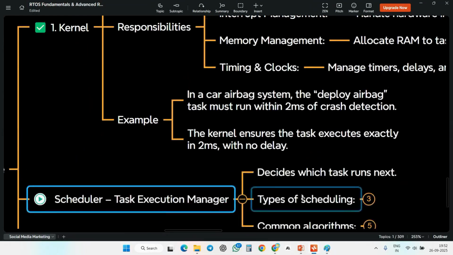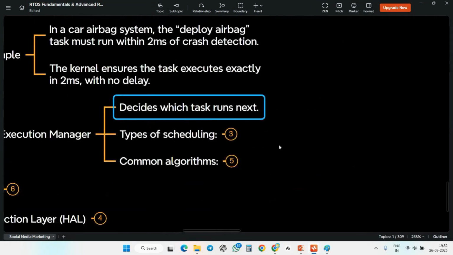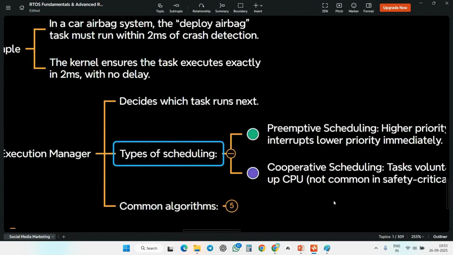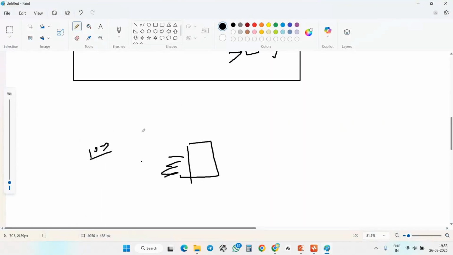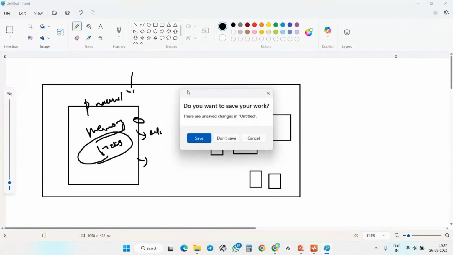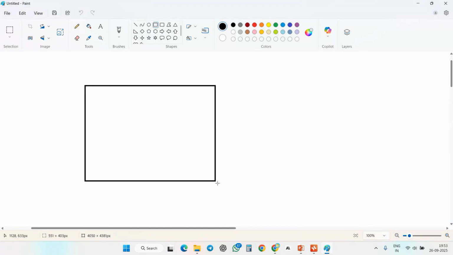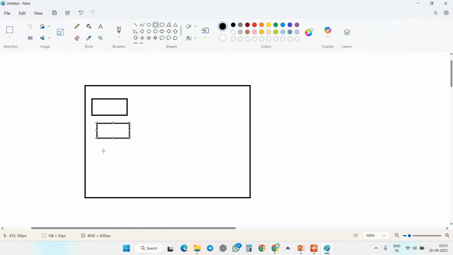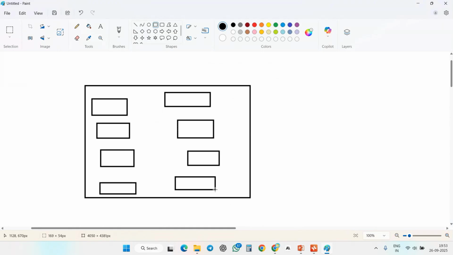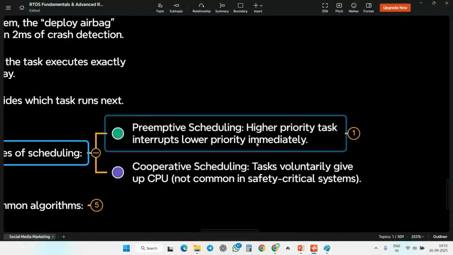Hence the scheduler. What is meant by scheduler is that it decides which task is going to run next. Two types of scheduler. We are having multiple tasks, guys. Among those multiple tasks, who is going to run first, who is going to run second, and so on. Because we are having 10 tasks, or 8 tasks, or 5 tasks. For example, I am having 5 to 6 tasks. If it is multiple tasks, who is going to run first?